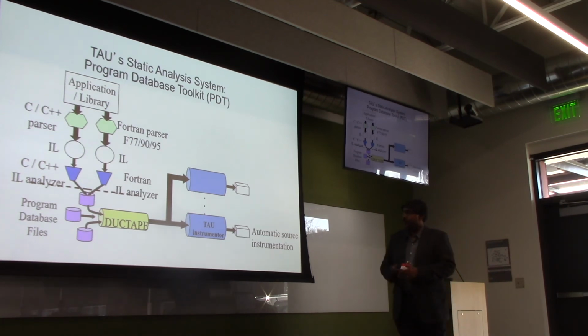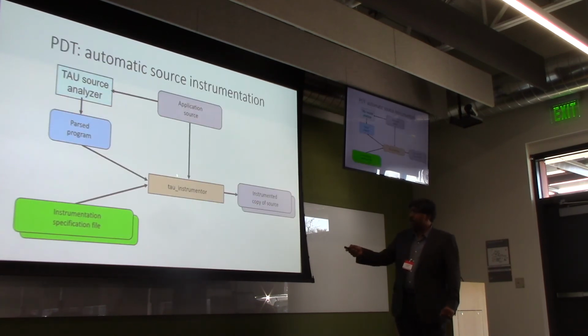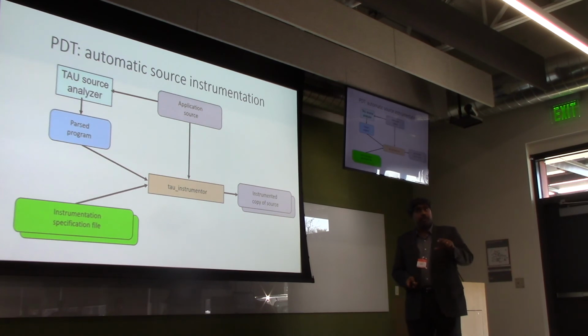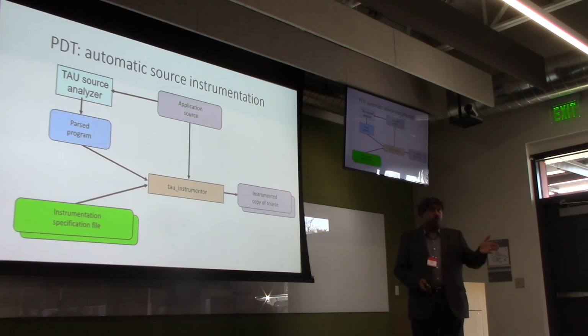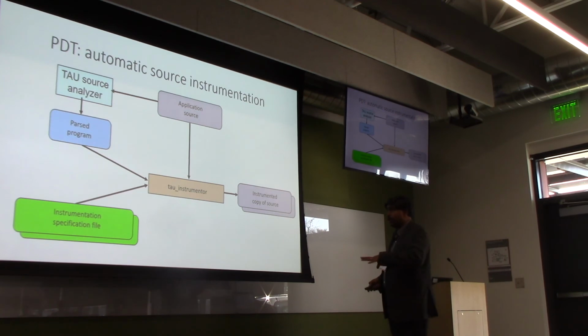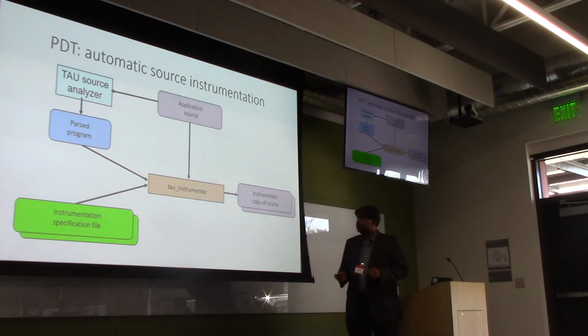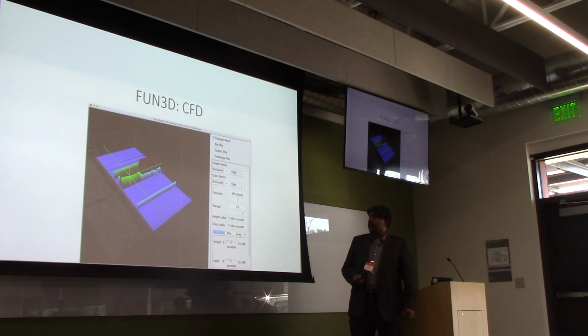This is the program database toolkit for static analysis of code written in C, C++, and Fortran. And it allows us to build tools like the TAU instrumenter, which can read the application source code and add hooks to an instrumented copy. So you can automate the process of instrumentation even at the source level if you want to add hooks in some code segment. You can give it an instrumentation specification file that tells you what to instrument, what not to instrument, or how deep the instrumentation should be at the loop level. And then you can instrument the code and then analyze it.